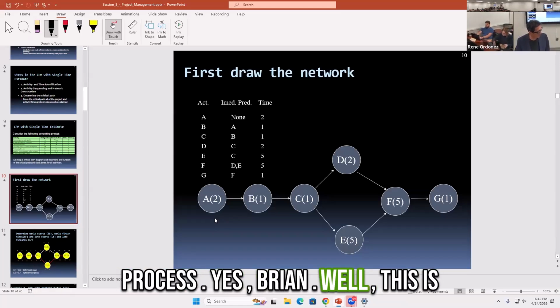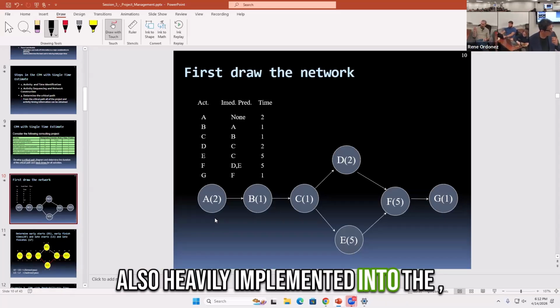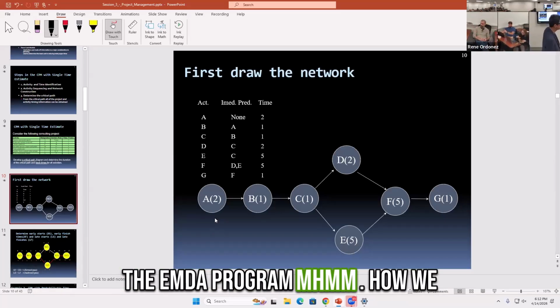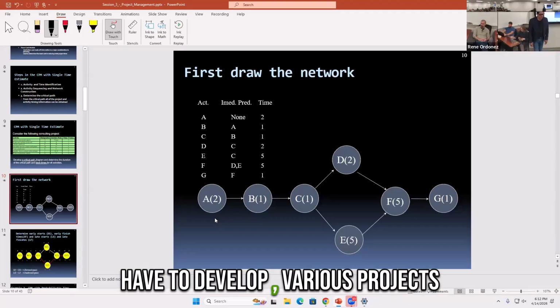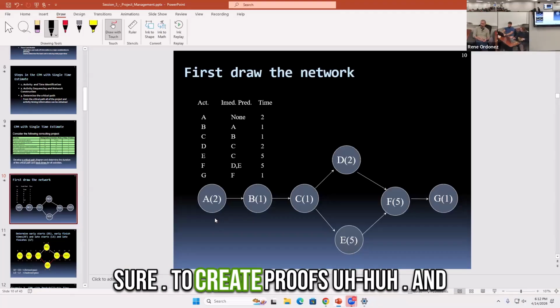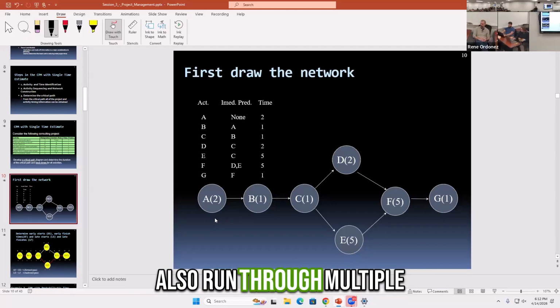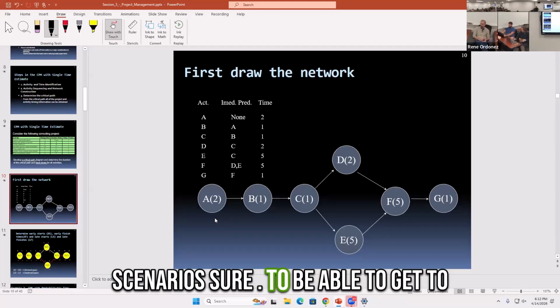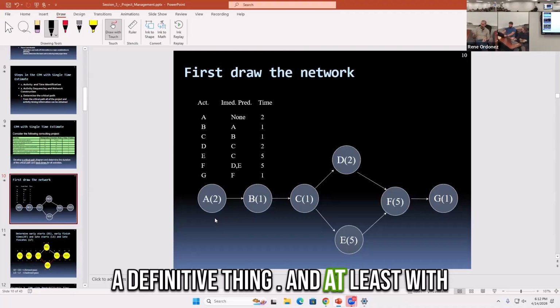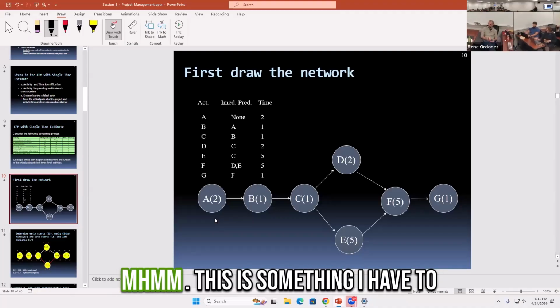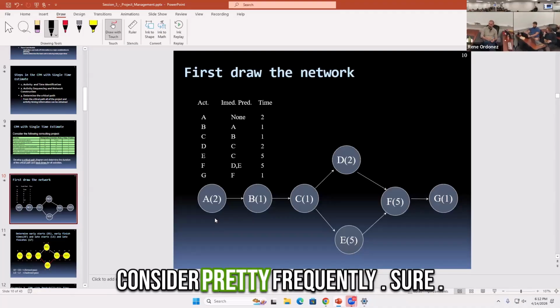Yes, Brian? Well, this is also heavily implemented in the MDO program, as to how we have to develop various projects, to create proofs and to create gradual edits, but you also run through multiple scenarios to be able to get to a definitive thing. And at least with my experience with product design, this is something I have to consider pretty frequently.